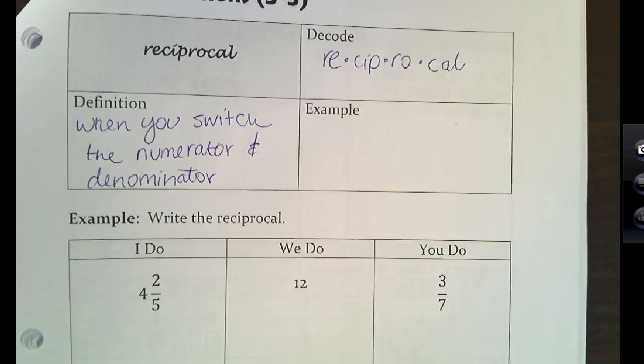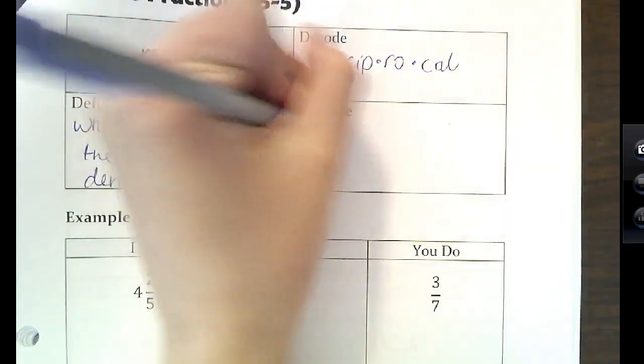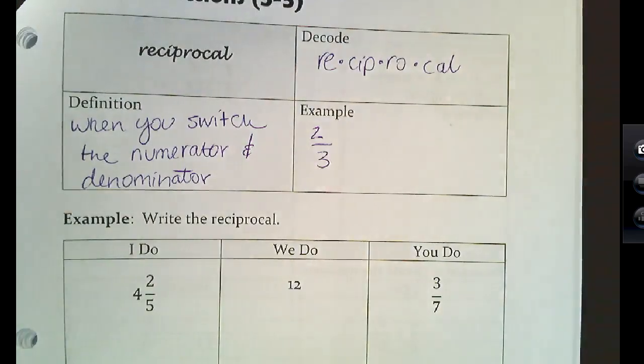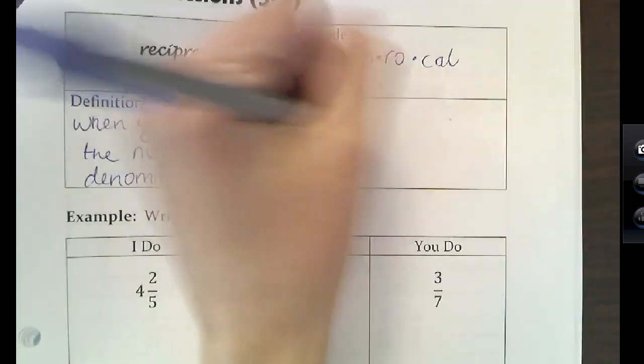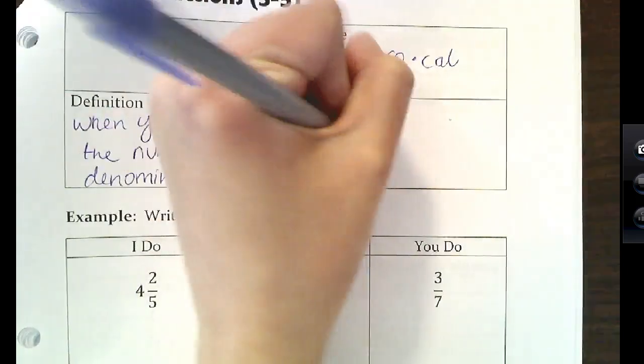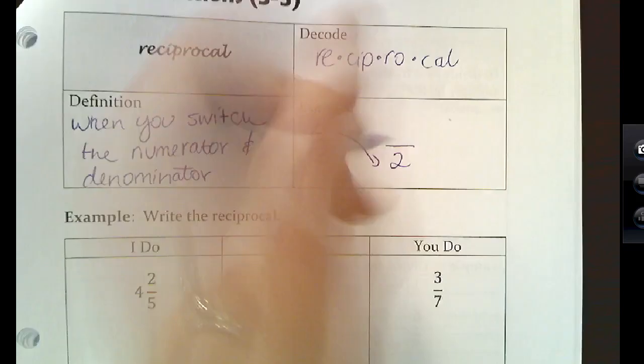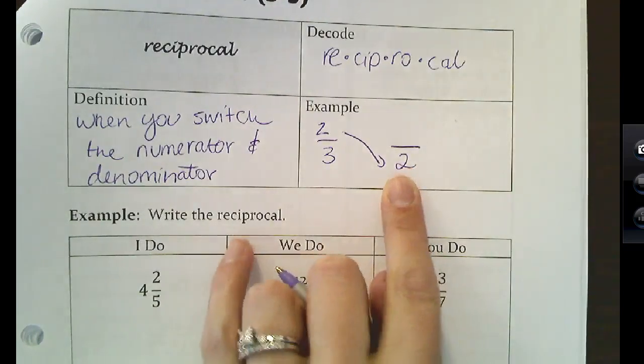So in your example box, let's say you have the fraction 2/3. Who can raise their hand and tell me the numerator from this fraction? 2, very good. So I'm going to take the 2 from my numerator and I'm going to move it to my denominator. So the 2 is going to move down to my denominator.